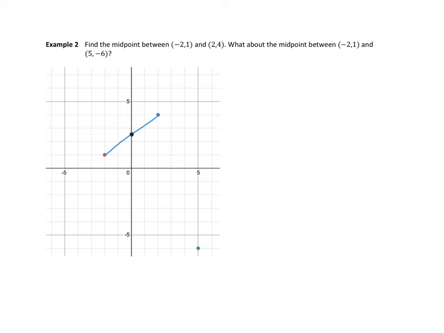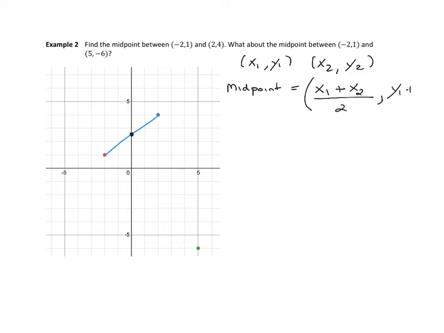So let's talk about a formula for this coordinate. If you have 2 points, (x1, y1) and (x2, y2), and you want the midpoint, what we will do is average the x values and average the y values, because we'll be finding the halfway point between the x's and the y's, and it should give us this point here. So let's try that with these two. This will be my (x1, y1), and this will be my (x2, y2).